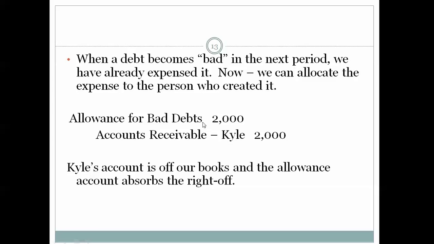And what this says is Kyle charged. I allowed Kyle to charge in a previous year, and I thought he was a really great guy. And it came down the road that he never intended to pay me in the first place. So I didn't know it was Kyle when I allowed him to charge. I wrote it off in the allowance for bad debts. But when I found out Kyle wouldn't pay, I took his account off my books, and I credited allowance for bad debt.